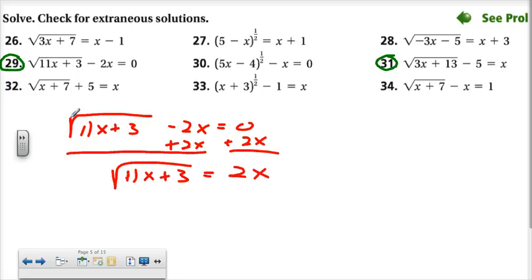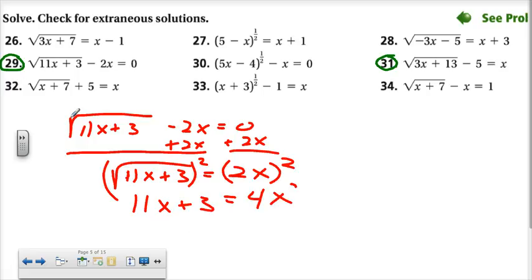Now, to get rid of a square root, you need to square both sides. This will give me 11x plus 3. And on the other side, I will get 4x squared, because we have to square everything that's on that side. Now, I notice I'm going to have a squared term, and again, the easiest way to solve those would be to factor. So I'm going to subtract 11x from both sides and subtract 3. And that will give me 0 equals 4x squared minus 11x minus 3.